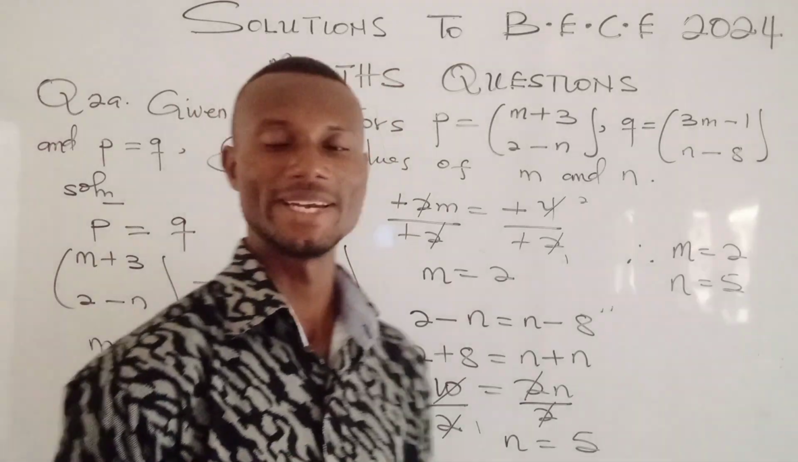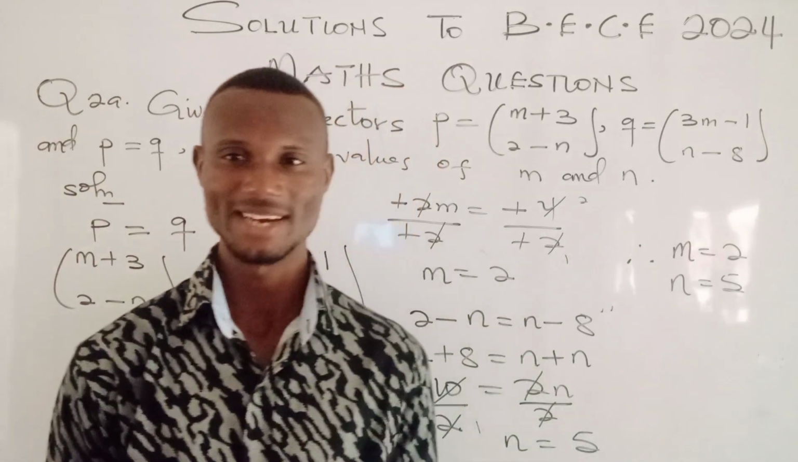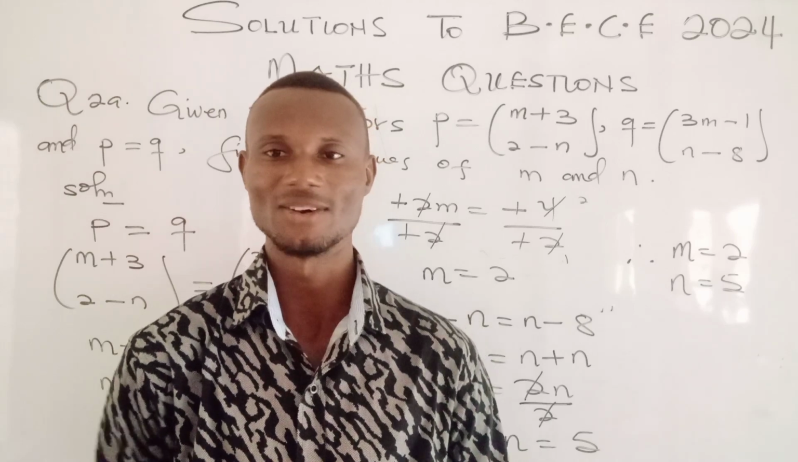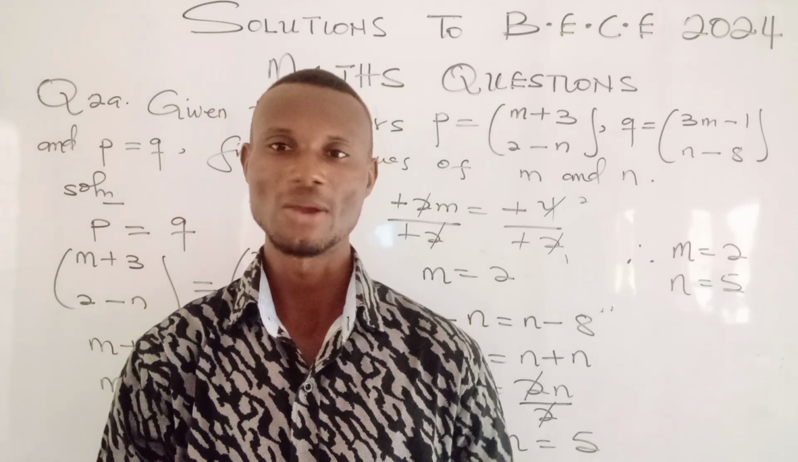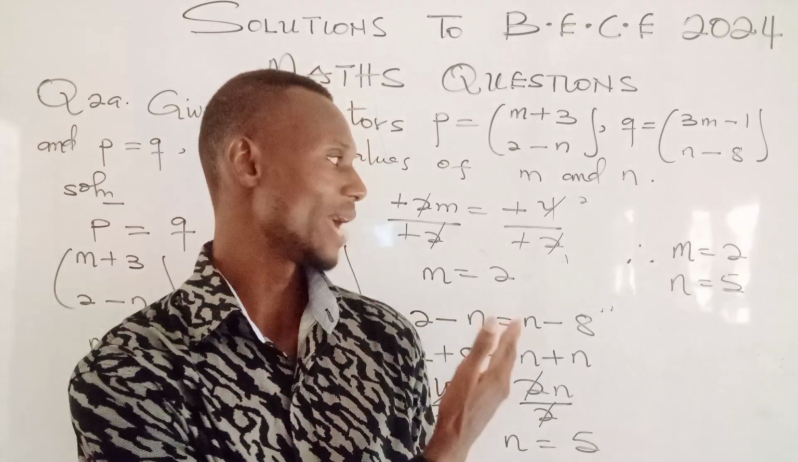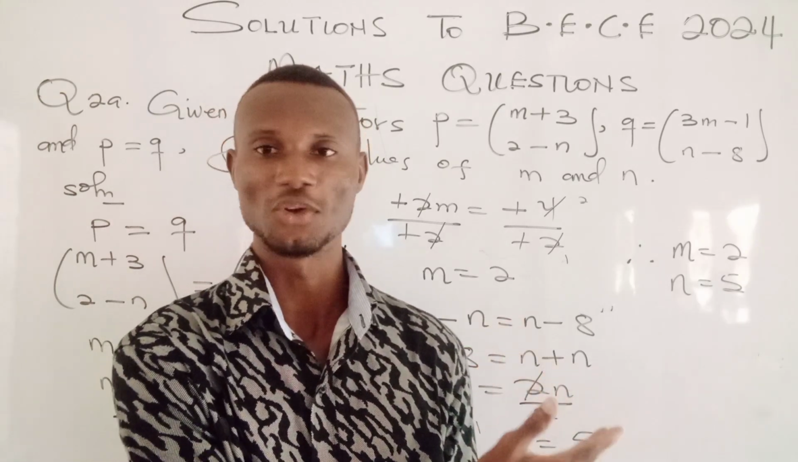I hope the explanation was clear enough and you understood it as well. So this is how to handle questions on equality of vectors. The final answer is m is equal to 2 and n is equal to 5.